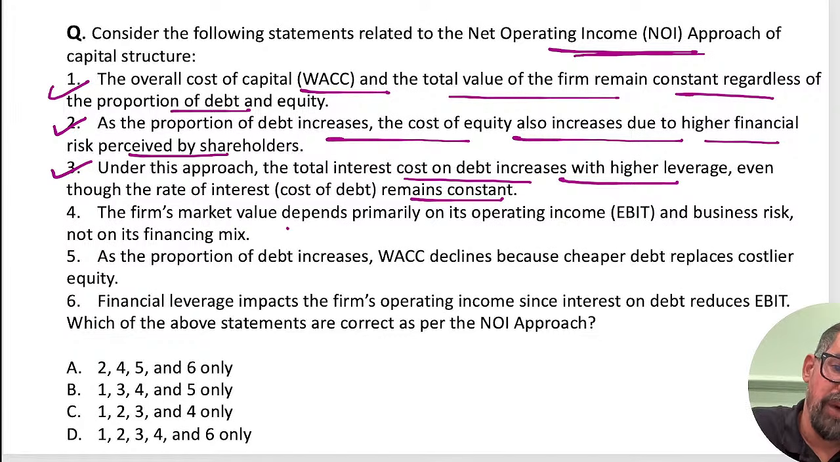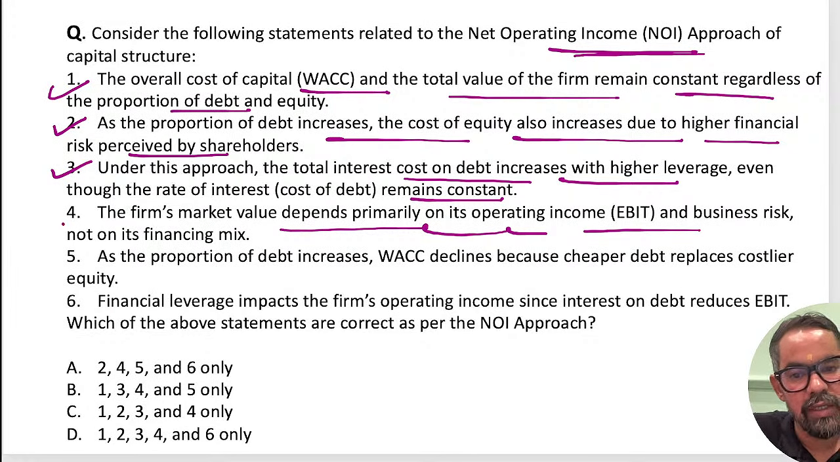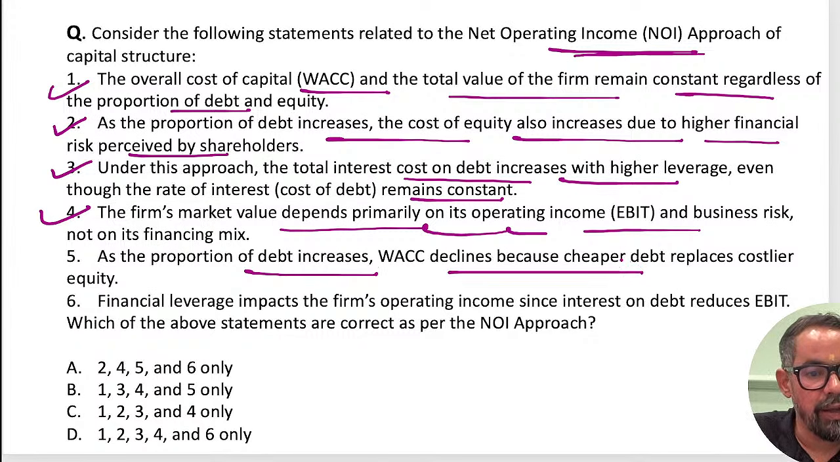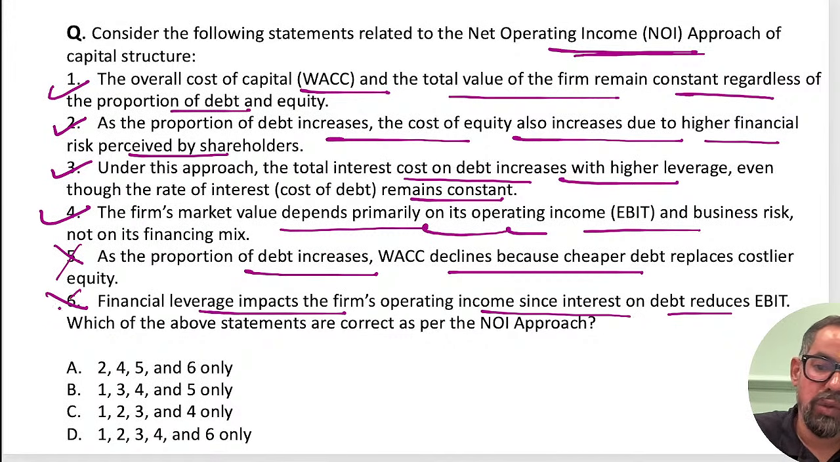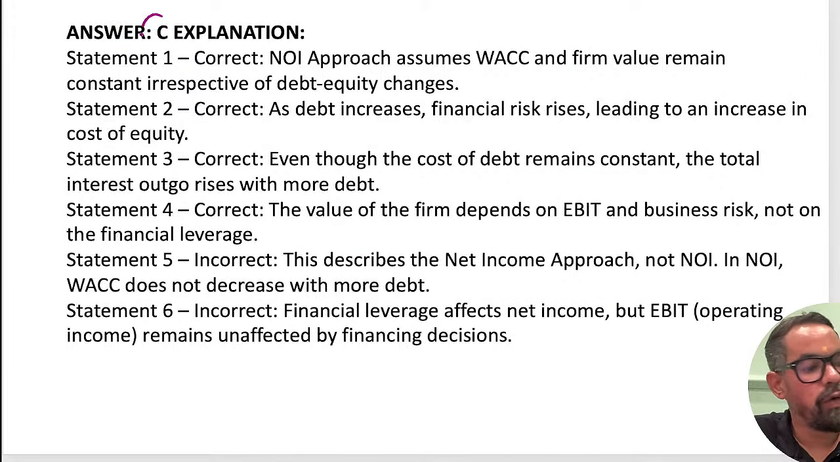Fourth one, the firm's market value depends primarily on EBIT and business risk, not on the financing mix. It does not give importance to the equity and debt combination. As the proportion of debt increases, the weighted average cost of capital declines because cheaper debt replaces equity. This is the income approach, not this one. Financing leverage impacts the firm's operating income since interest on debt reduces the EBIT. No, again they do not give importance to this. So 1, 2, 3, 4. Do we have 1, 2, 3, 4 here? 1, 2, 3, 4 means option C should be the right answer for this one.